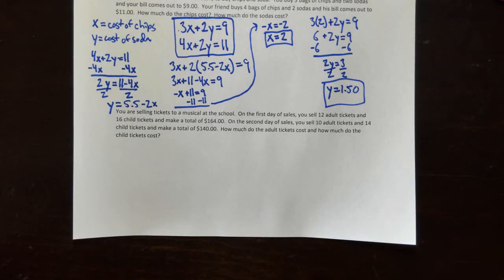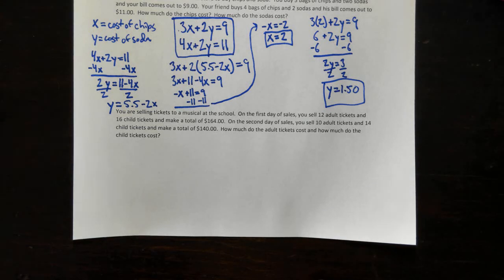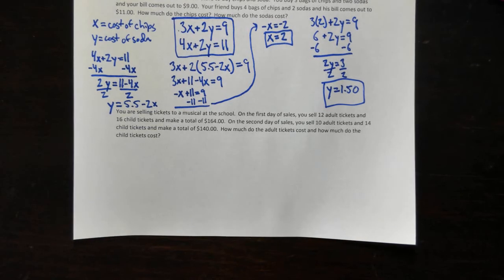So it says you are selling tickets to a musical at the school. On the first day of sales, you sell 12 adult tickets and 16 child tickets and make a total of $164. On the second day of sales, you sell 10 adult tickets and 14 child tickets and make a total of $140. How much do the adult tickets cost and how much do the child tickets cost?